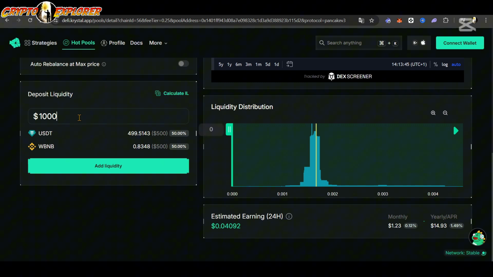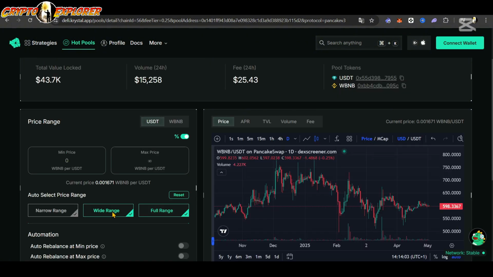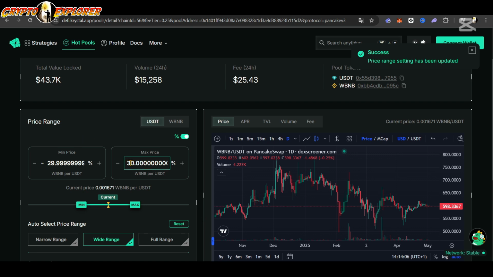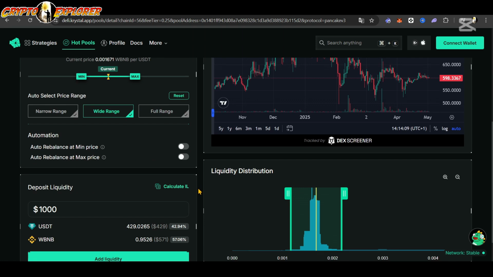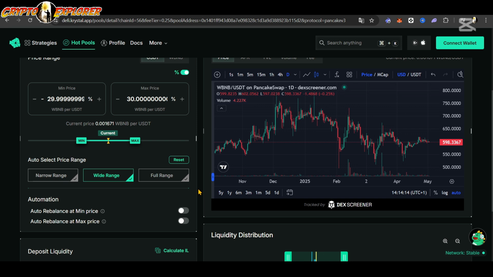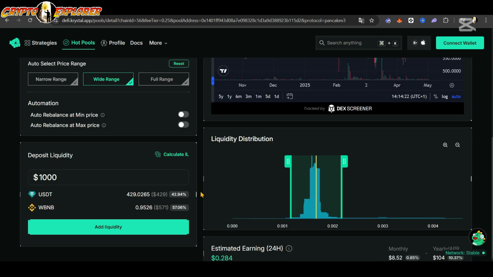Go full range. But you see, $1,000 will earn you approximately 5 cents per day. Once again, this will fluctuate, but for example, let's use here a wide range, which accounts for minus and plus 30%. So this means that if BNB's price goes up 30%, you're still in range. If it goes down 30%, you're still in range. But this is a blue chip asset. It's more solid. It's less likely that BNB will crash 30% in one given day and doesn't bounce back up. And the same goes for it's unlikely that it goes up 30% and then it doesn't trace back a little bit because people take profits, okay?